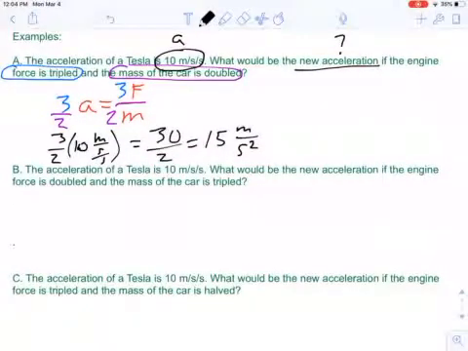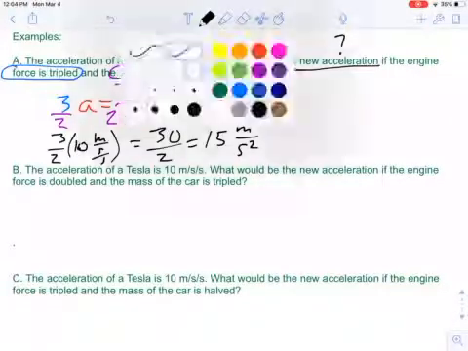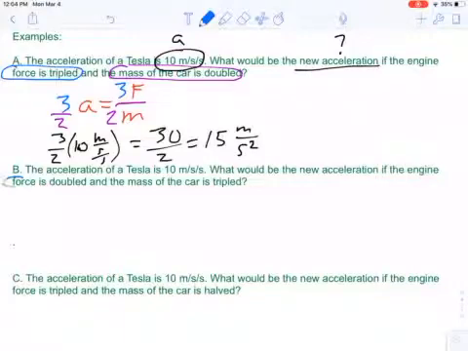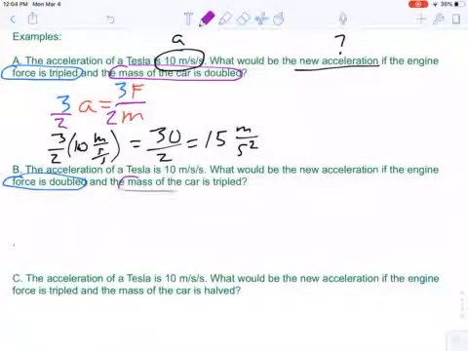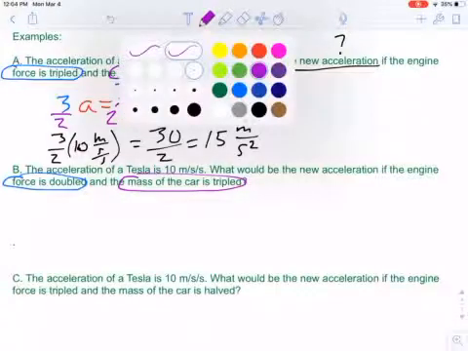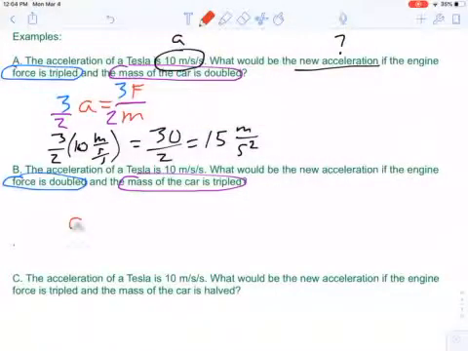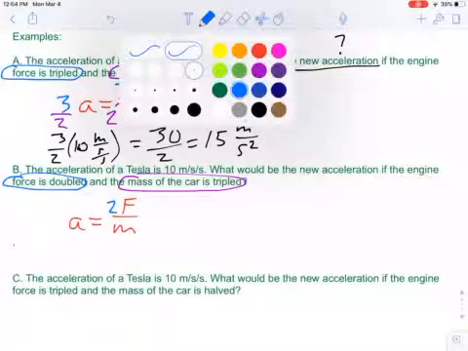So part B, the acceleration of a Tesla is 10 meters per second squared, same thing. What would be the new acceleration if the engine force is doubled and the mass of the car is tripled? Alright, so let's go through this methodically. The force is doubled, and the mass of the car is tripled. We start with our original equation, that acceleration equals force divided by mass. And we are going to be doubling the force and tripling the mass.